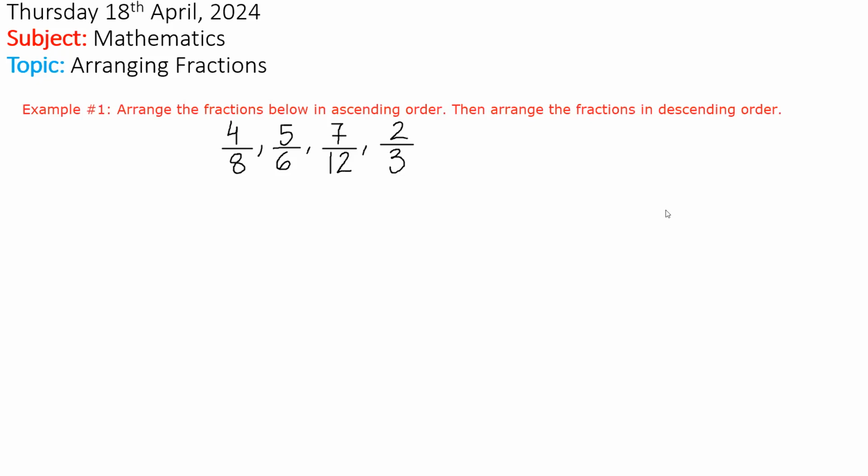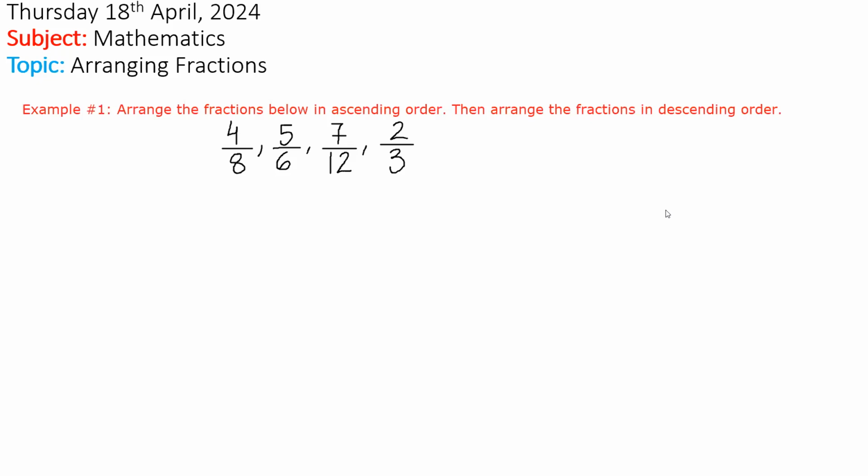So based on this, which fraction do you think is the smallest? Is it 4 over 8? Is it 5 over 6? Is it 7 over 12? Or is it 2 over 3? Which one is the smallest? You don't have any idea which fraction out of the 4 is the smallest? 7 over 12. So which one do you think is the biggest then, if you think 7 over 12 is the smallest? 5 over 6. Okay. All right.